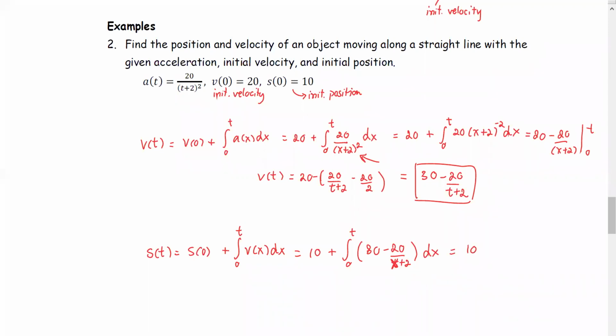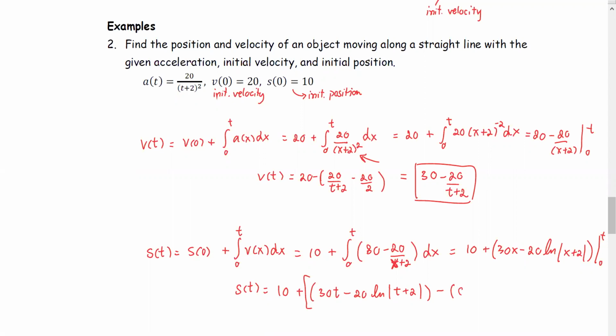That gives us 10 plus 30x minus 20 natural log absolute value of x plus 2, lower limit 0, upper limit t. So s of t equals 10 plus the quantity 30t minus 20 natural log absolute value of t plus 2, subtracted by 30 times 0, which is 0, minus 20 times natural log of 2.